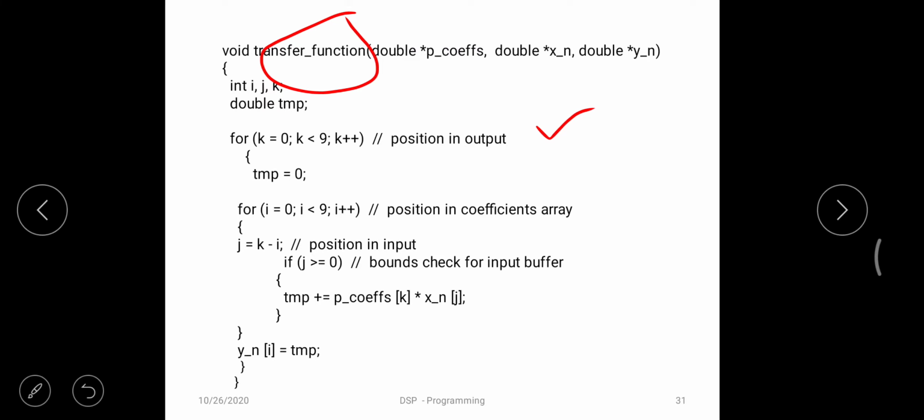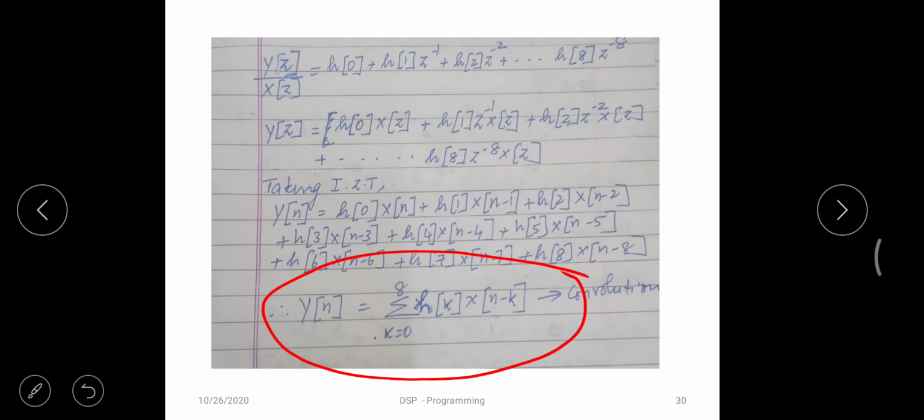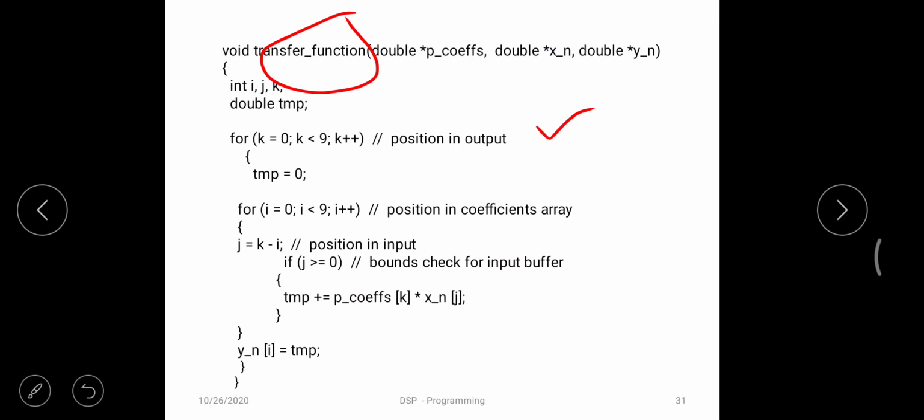Temporary plus is equal to the coefficients of k into x of n of j, which means the coefficient of 0 into x of 0. That is simply I can say h of 0 into x of 0. Okay, h of 0 into x of 0, this portion I can write. Then I am assigning that to the y of n variable. Now I can increment my inner loop.